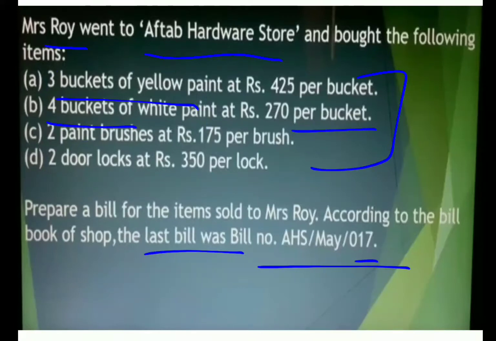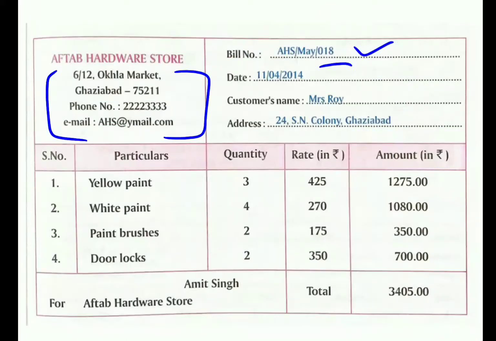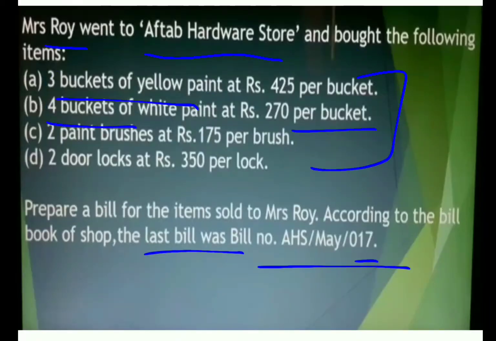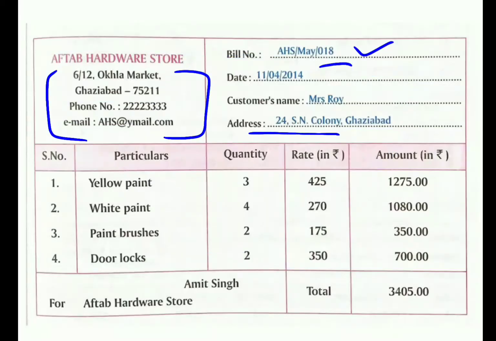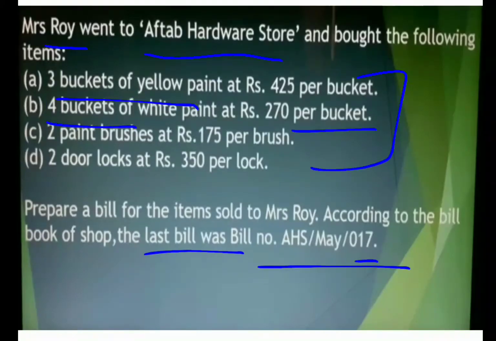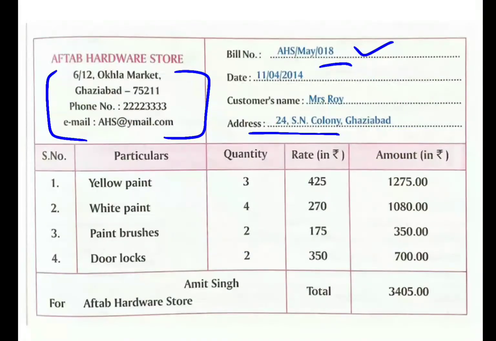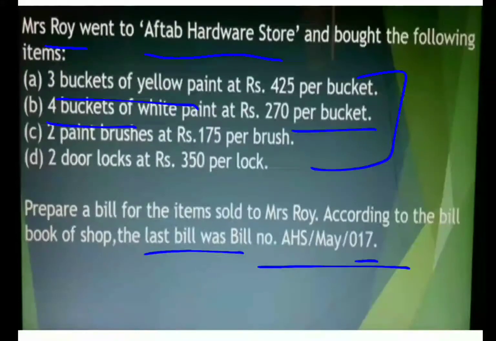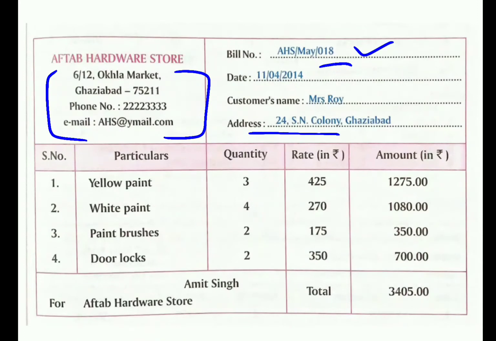Then customer name. Who is the customer? Mrs. Roy. So you write here Mrs. Roy. Then address: XYZ, Ghaziabad or Ambala Ke, anything you can write. Then the serial number. First paint name is yellow paint. How many quantity you bought? 3 buckets. So you write quantity 3. Rate 425. Clear? Then white paint. How many quantity? 4. You write 4 and rate is 270.